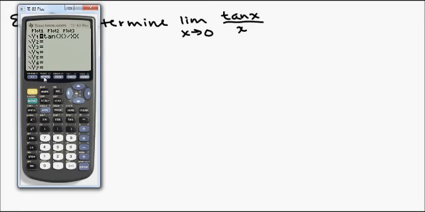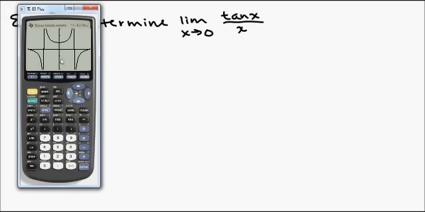I'm going to adjust my window. Let me just make sure I'm in radian mode. Okay, I am, and I messed this up a little bit. Okay. In my window, I'm going to make my x min negative pi, x max pi, and x scale, I guess, pi over 2. Yeah. Y min, let's do negative 3 to 3, y scale 1, and graph it. Okay, so here's our graph.